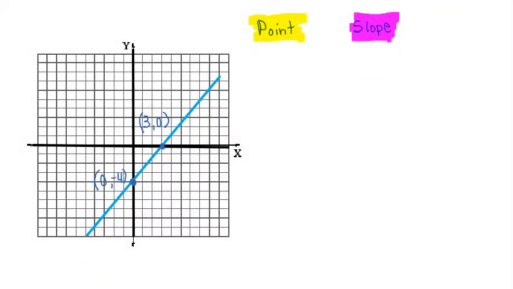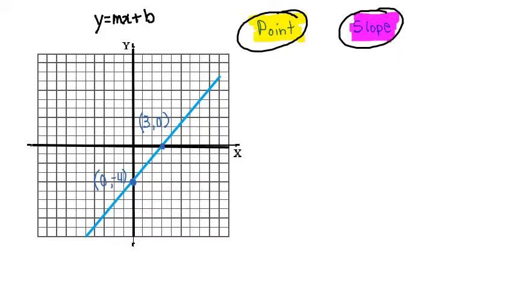Okay, this is going to be example 3 out of the geometry book. Finding the equation of a line. When we're looking for an equation of a line, what we're looking for is the y equals mx plus b. To get there we need 2 things. We need a point and we need a slope.